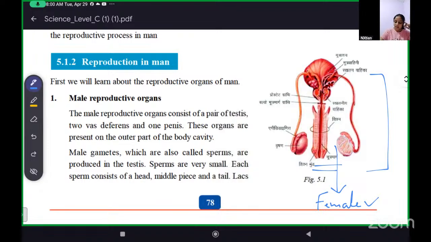Okay. Now, male reproductive organs, what do they consist of? They consist of a pair of testes, two vas deferens, and penis. Yes. I have a question about the DNA. Okay.